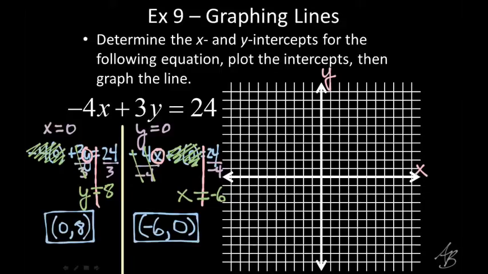So where is 0, 8? Up 8. Okay, so we're going to start at the origin and go up 8. Your coordinate plane looks a little different than mine. So mine is going to be right.